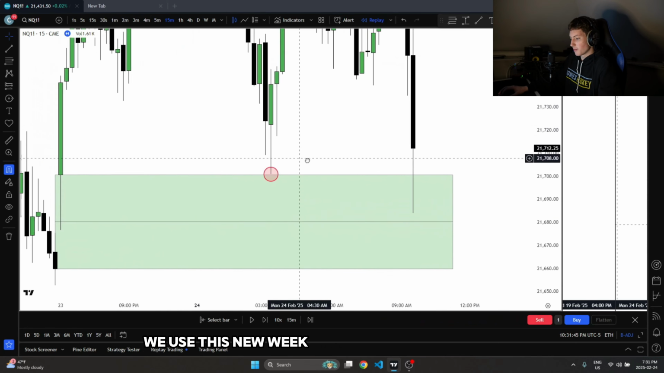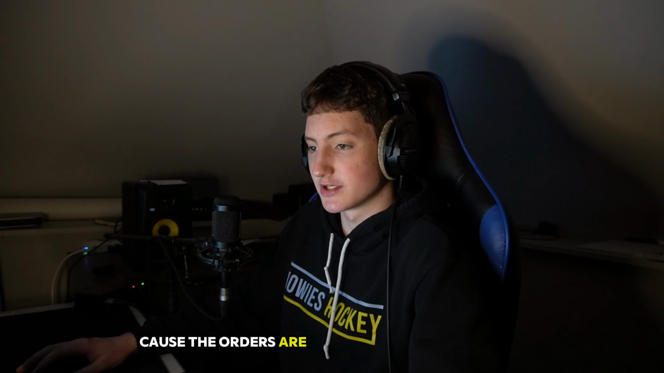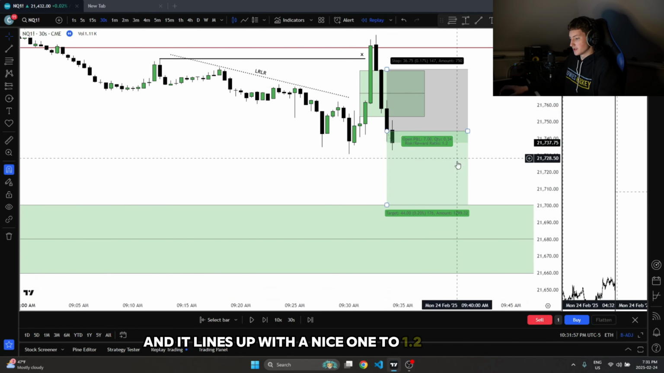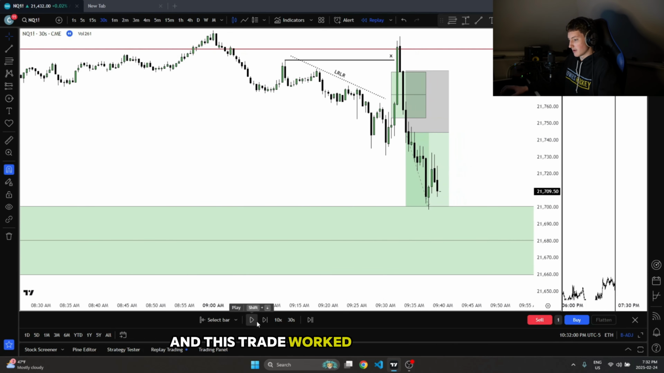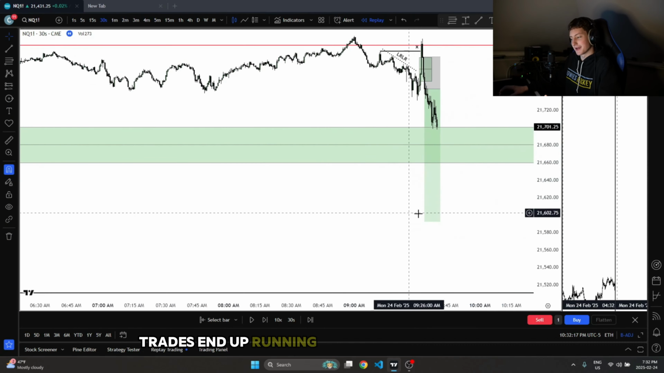So we use this new week opening gap as our target, which is unfilled, which makes it even better because the orders are still resting as our target. And it lines up with a nice 1 to 1.2 risk to reward. And this trade worked out very quickly. So we just connected the daily time frame to the 4 hour, to the 1 hour, to the 15, 5, 30 second, and we took a trade because everything lined up. And usually when everything lines up perfectly, trades end up running a little more.